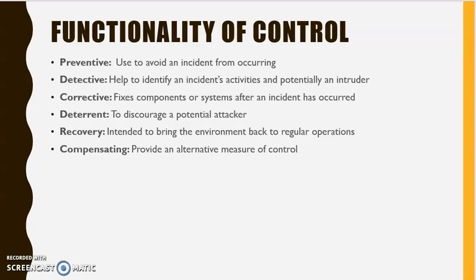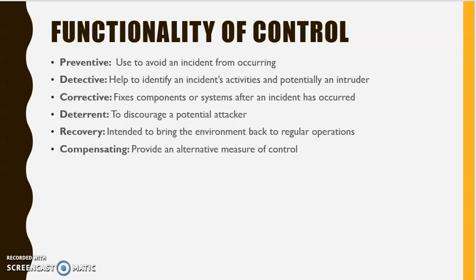Then the deterrent control, to discourage a potential attacker. So this is like, once a visitor is coming into your premises, you will say no. If you are doing such type of activity, legal action can be taken against you. We can launch a police complaint, and it can cost you a huge penalty or imprisonment. So this can be the deterrent control.